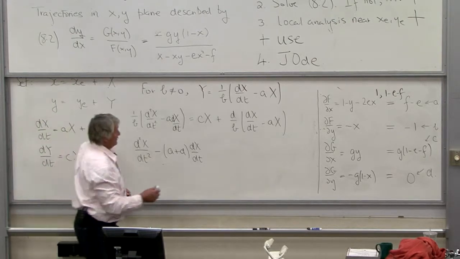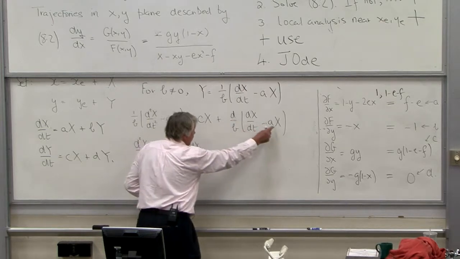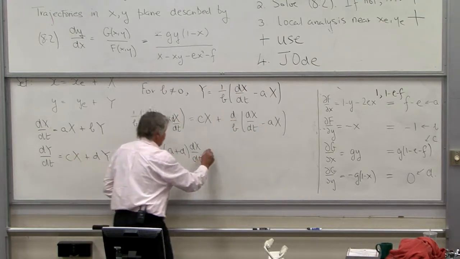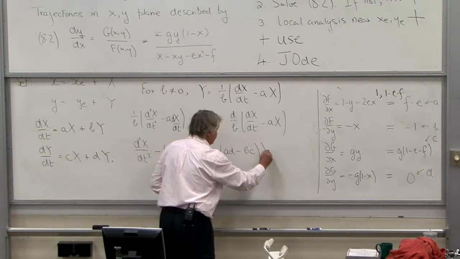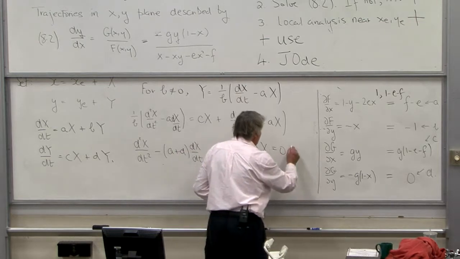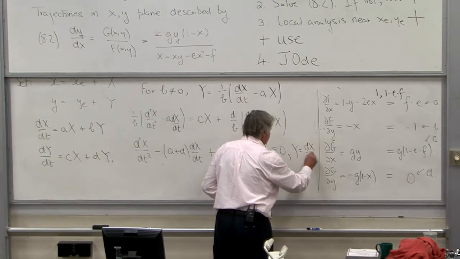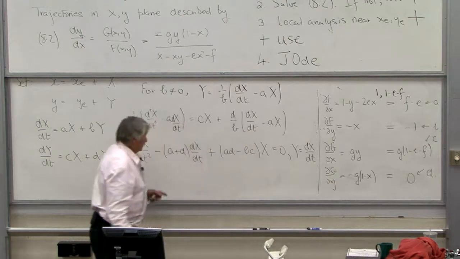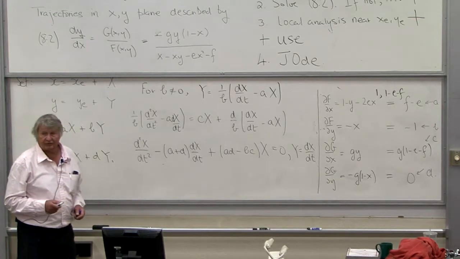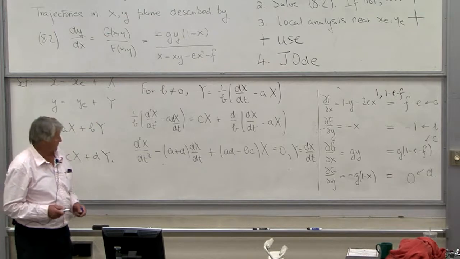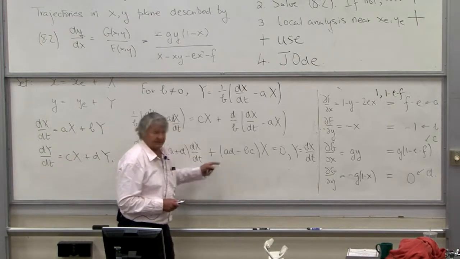And then finally, I'll have a term minus AD on this side times x. Bring it across, it'll be plus AD times x. And then minus BC times x equals 0. And the y, of course, is just dx by dt. But you see, this guy is a homogeneous, second order, linear equation with constant coefficients. One coefficient is this, and this is this.